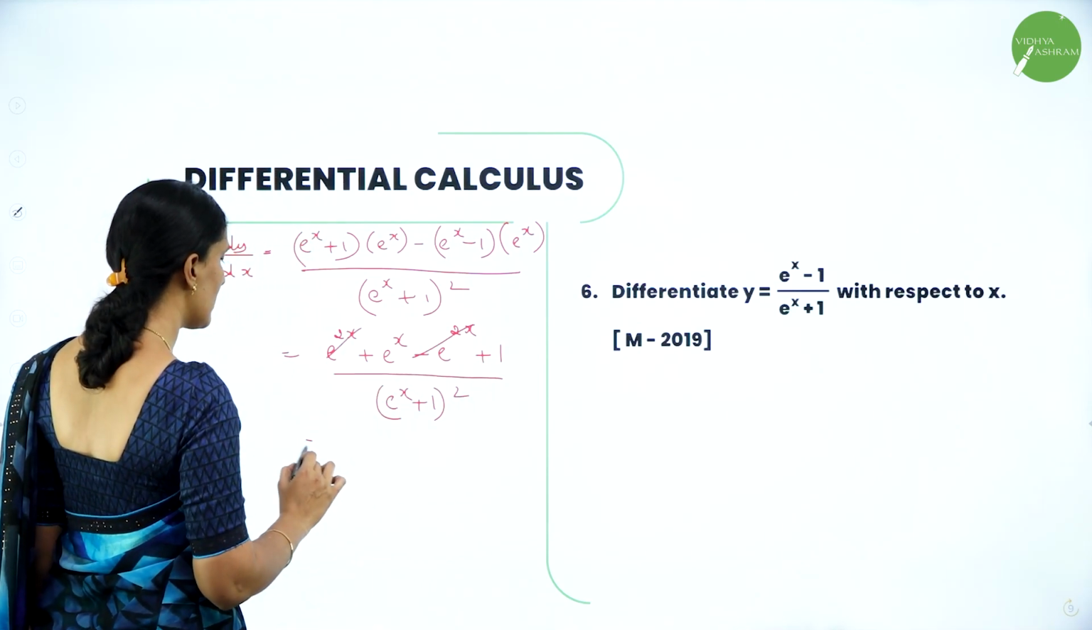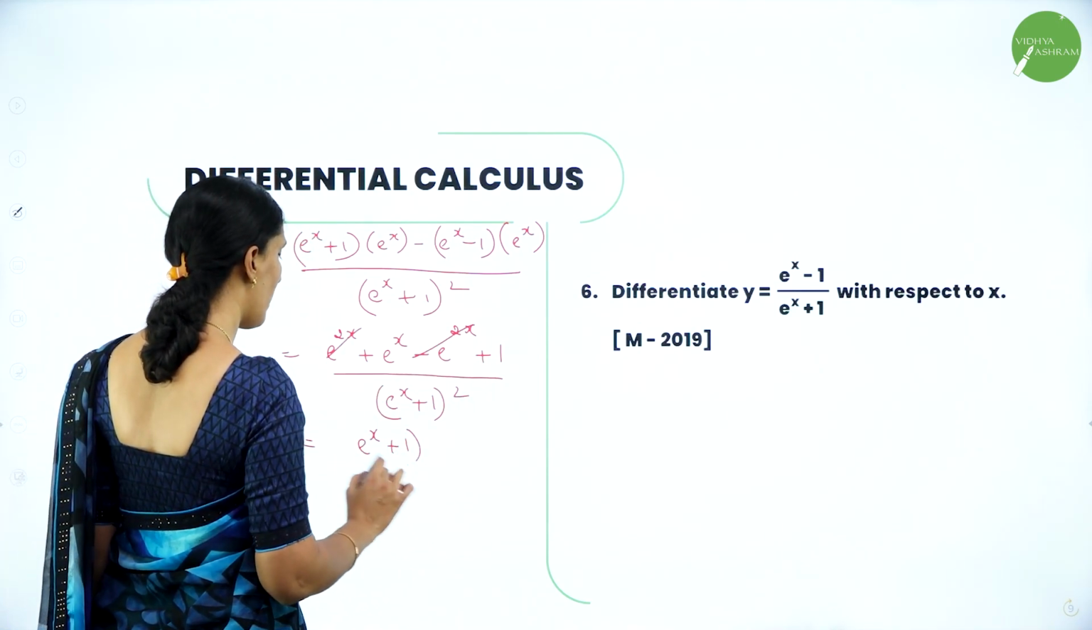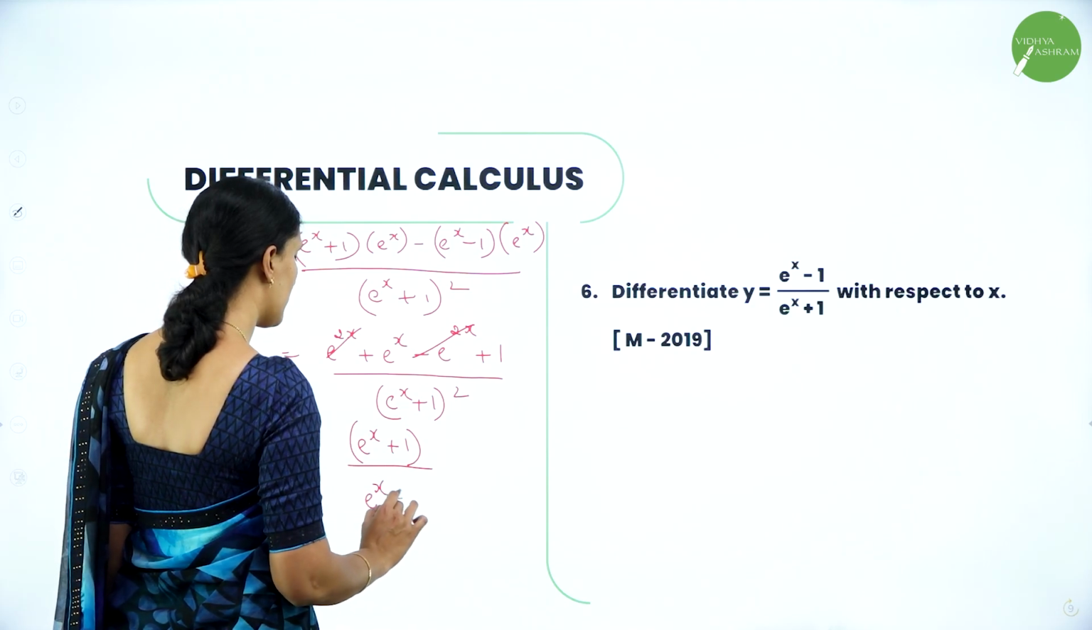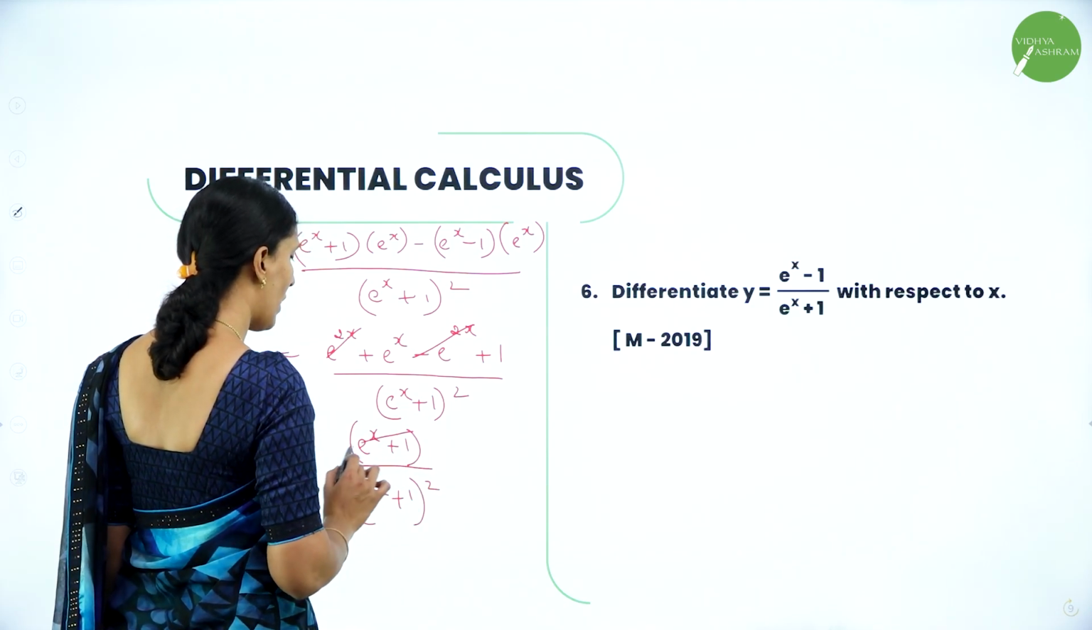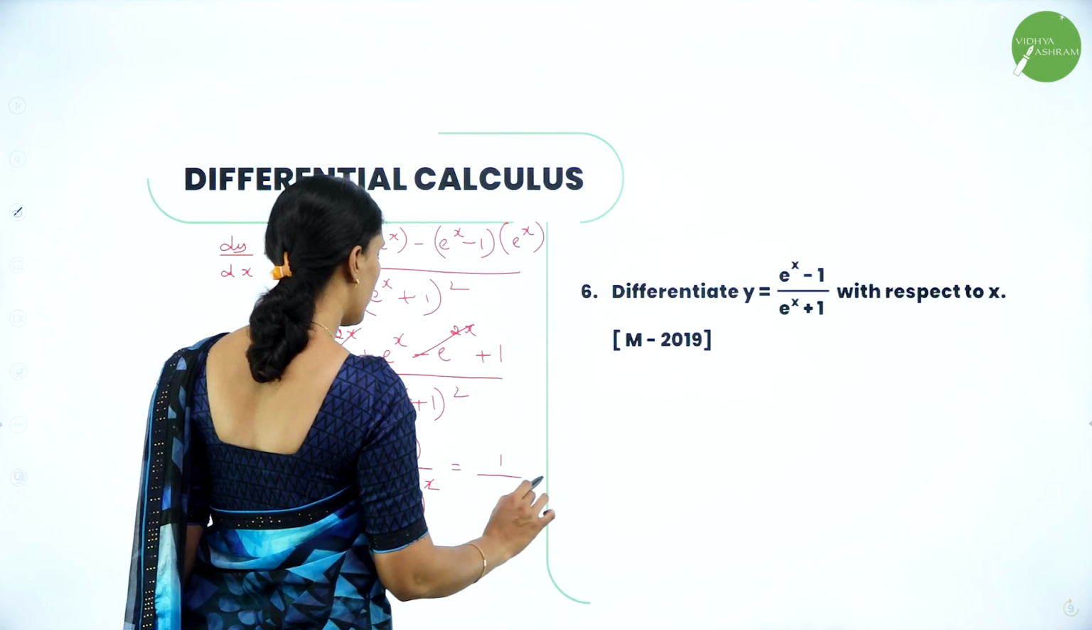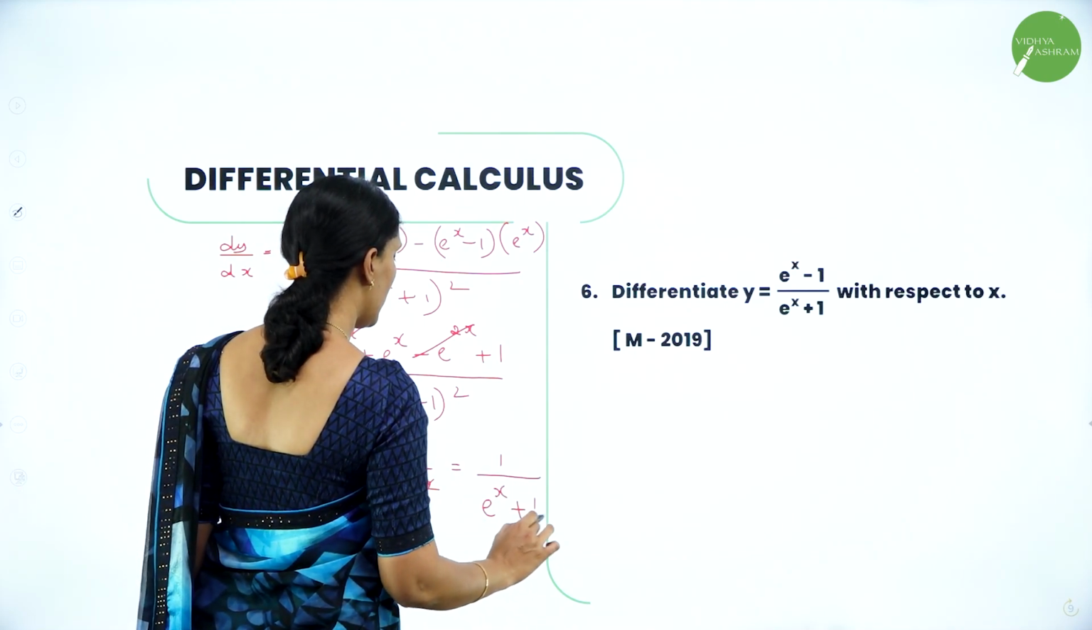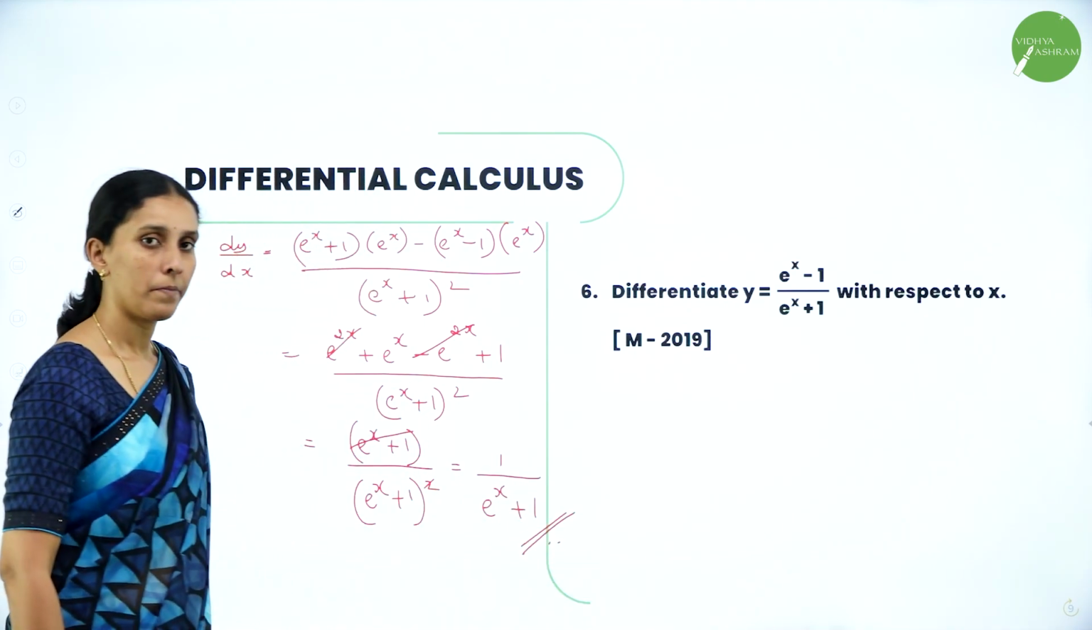These two get cancelled. We have e power x plus 1 divided by e power x plus 1 whole square. So one term gets cancelled. So therefore the derivative is 1 divided by e power x plus 1.